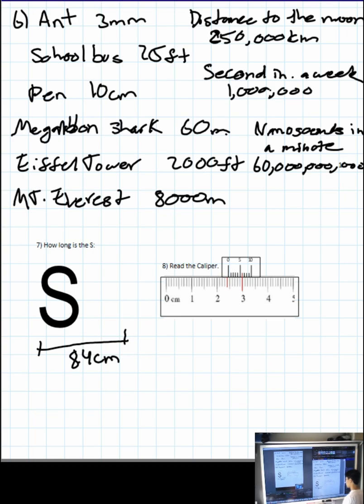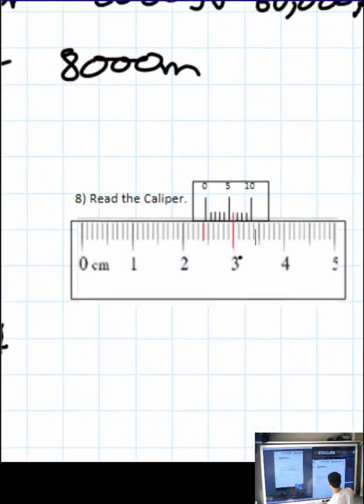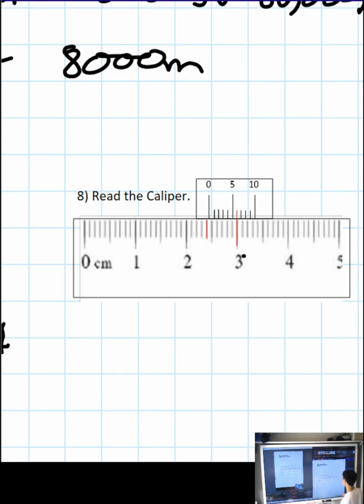Okay, reading a caliper. Number 8. So, let's zoom into that caliper. What we first want to do is find the measure on the small caliper at the far left, then find the measurement on the big caliper, then find out where the two calipers meet, and that's the next decimal. So again, we're going to start off to the left of the small caliper at the first measurement, to the left on the big caliper, which is 2.4. So let's say 2.4.